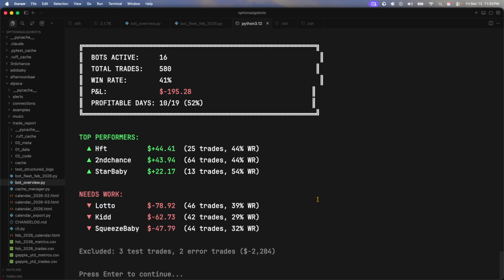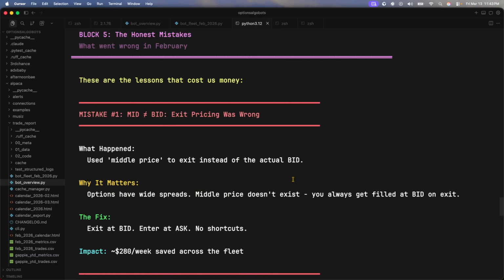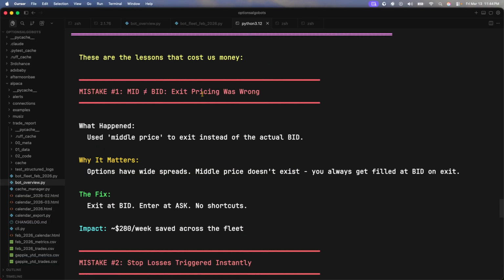One of the big things I was able to take away from this is making sure that we're using the right bid and ask when it comes to exiting. I cannot stress this enough. One of our bots was using the mid price, or the fair price, to exit. But that's not what you want to do. You want to use the bid price.